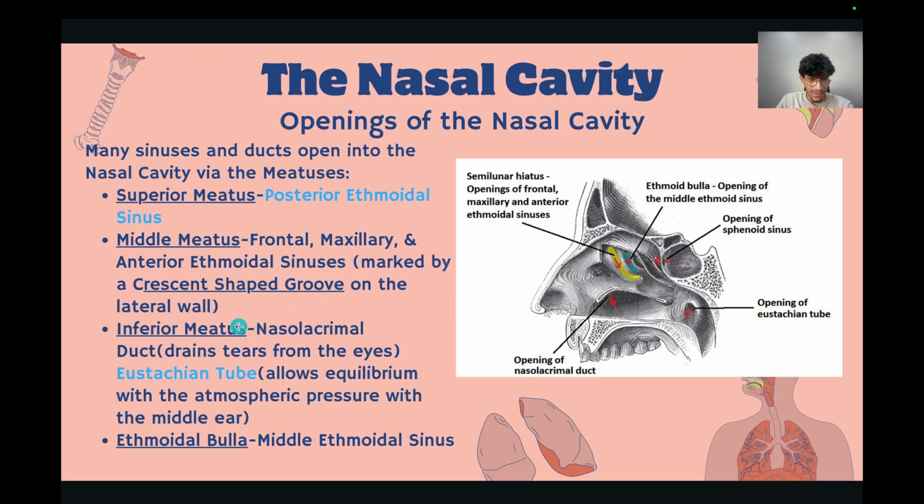Now, for the inferior meatus, it has the nasolacrimal duct, which is where your tears drain from your eyes into your nose, and the Eustachian tube, which is at the level of the inferior meatus, and it allows for equilibrium between the middle ear and just the nasal cavity. It allows atmospheric pressure equilibrium. And finally, we have the ethmoidal bulla, which has the middle ethmoid sinus.